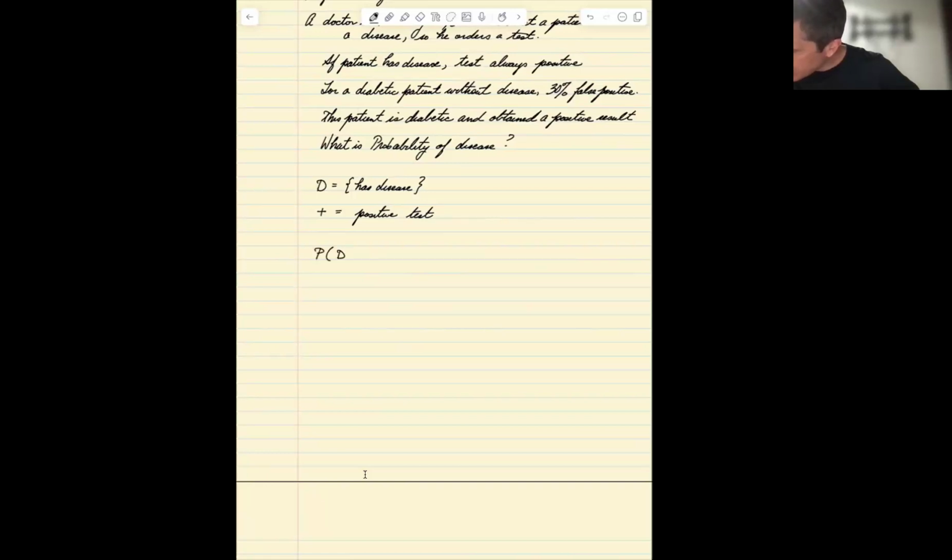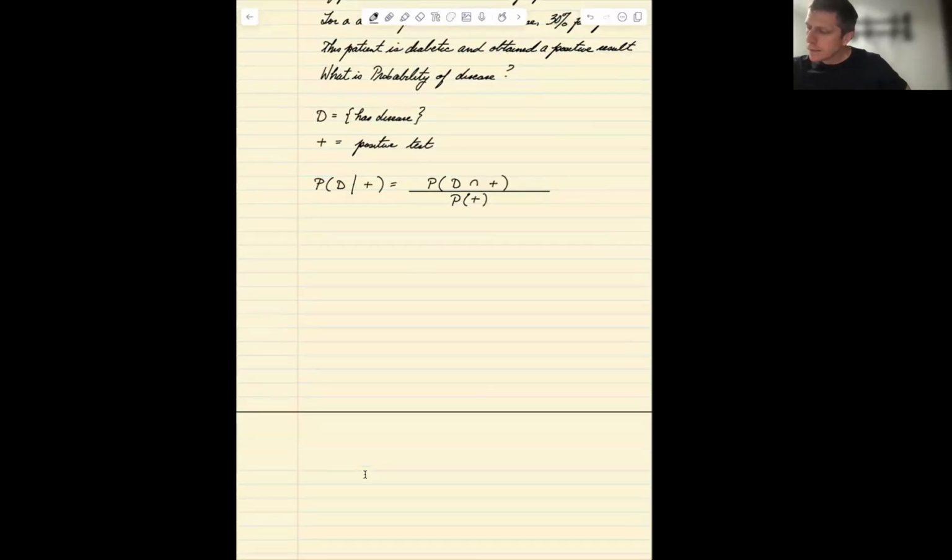What's the probability of having the disease given a positive test? Well, it's the probability of having the disease and getting a positive test divided by the probability of a positive test. What's the probability of having the disease and having a positive test?